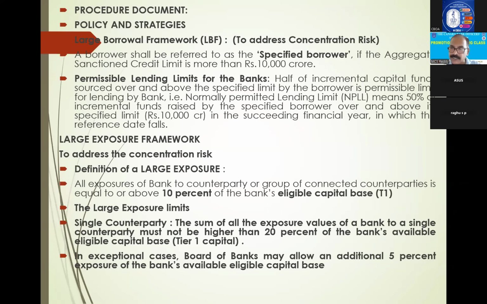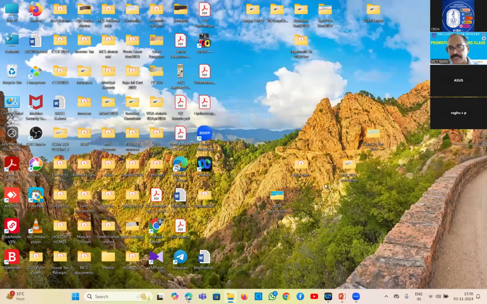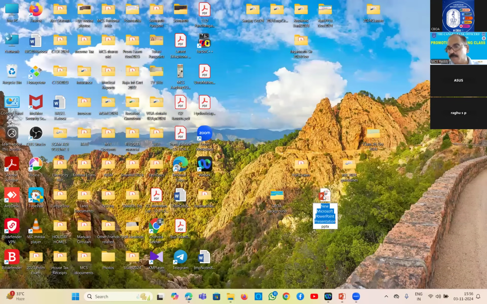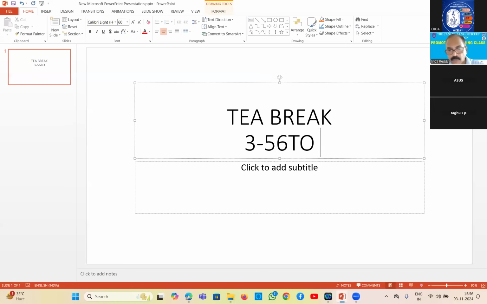Up to this, how to calculate your probability of default, etc., we have completed. Now we are entering into the main policy and strategies. For this, I will give a little gap because in the afternoon session, continuous teaching will not go inside. It is now 3:56. We take a 5-minute tea break and then assemble again. Tea break, from 3:56 to 4:02, six minutes. At 4:02 exactly we will start, sir. Okay, sir. Thank you.